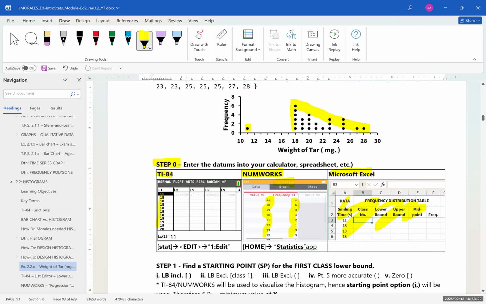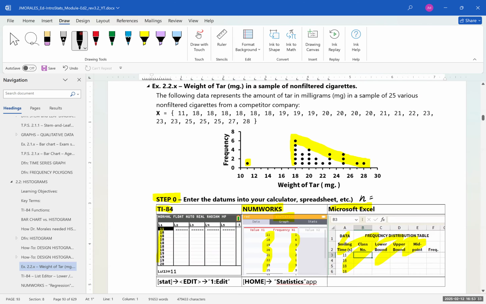Part of what I also have, in the designing a histogram steps, step 0 also was to identify the sample size. And here the sample size is 25. So I was told it was 25, or I just could have counted each one of these datums in the data set, and there would be 25 of them. And then the decimal places of accuracy, it's actually 0, because there is no decimal point in each of these datums. So the decimal places of accuracy here is going to be 0 in this example.